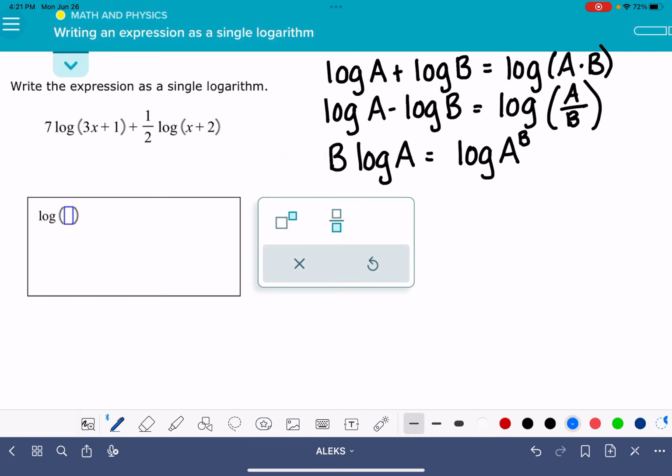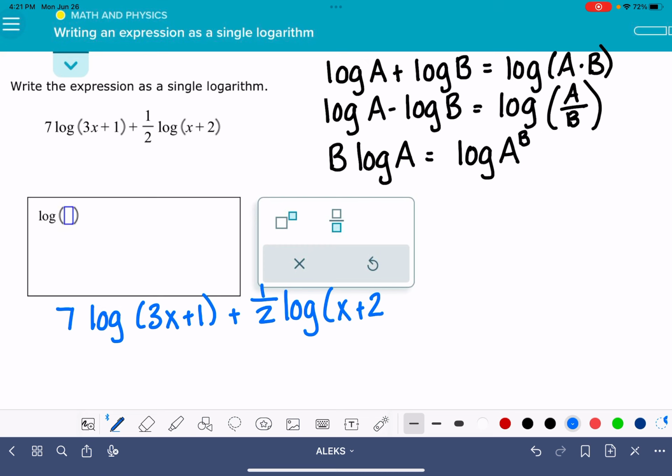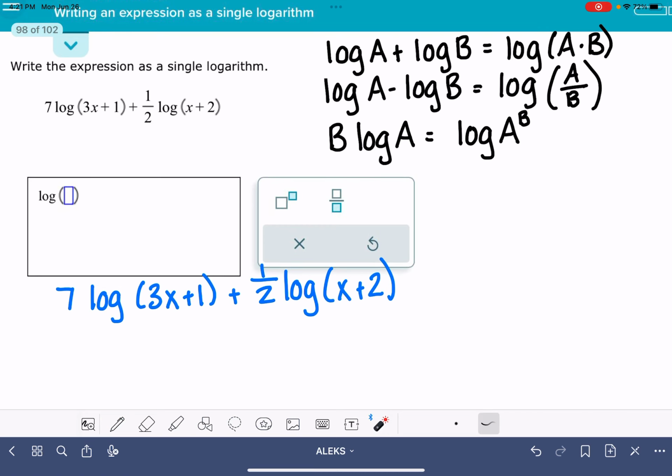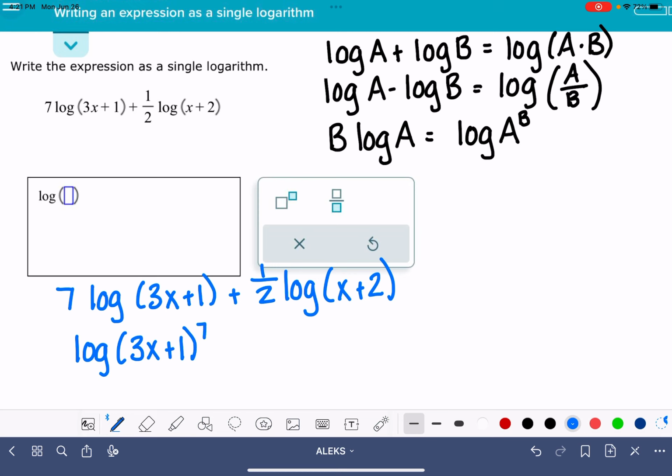I am going to rewrite this expression down here, 7 log (3x plus 1) plus 1/2 log (x plus 2). Okay, so using this rule, I'm going to move that 7 to the exponent position. So now it's going to be the log of (3x plus 1) to the 7. And I'm going to do the same thing with my other term as well. I'm going to move that 1/2 to the exponent position, (x plus 2) to the 1/2.